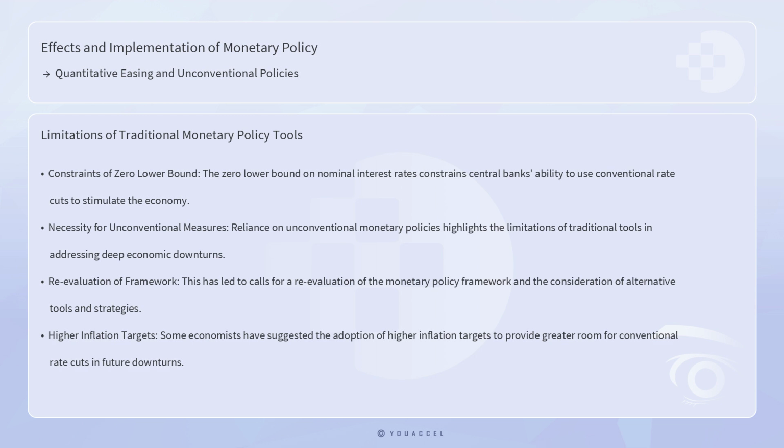Moreover, the reliance on unconventional monetary policies highlights the limitations of traditional monetary policy tools in addressing deep economic downturns. The zero lower bound on nominal interest rates constrains central banks' ability to use conventional rate cuts to stimulate the economy, necessitating the use of unconventional measures. This has led to calls for a reevaluation of the monetary policy framework and the consideration of alternative tools and strategies. For example, some economists have suggested the adoption of higher inflation targets to provide greater room for conventional rate cuts in future downturns.